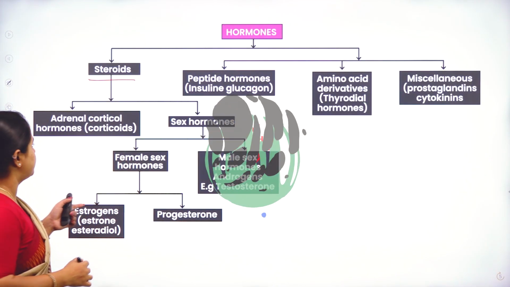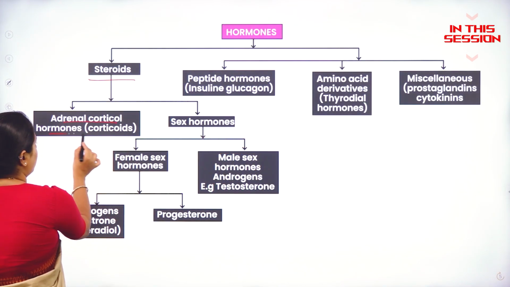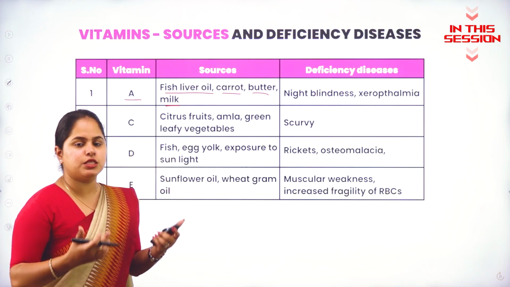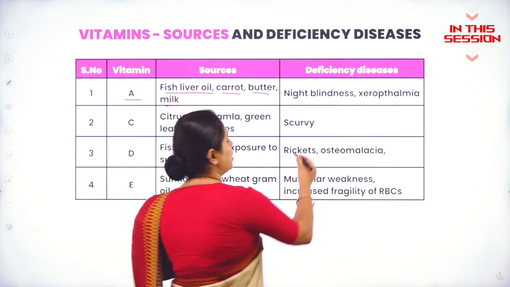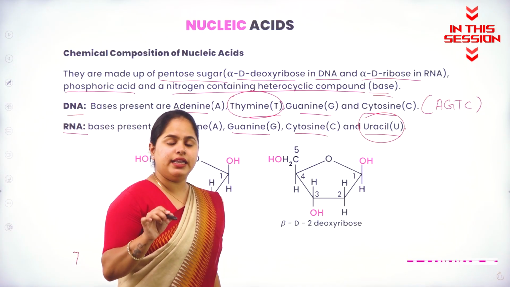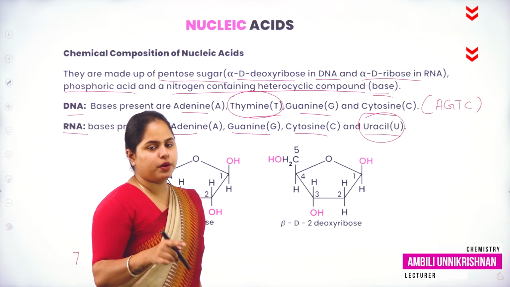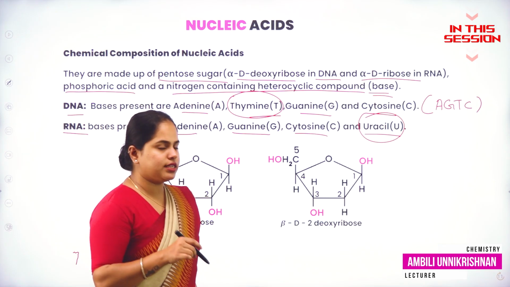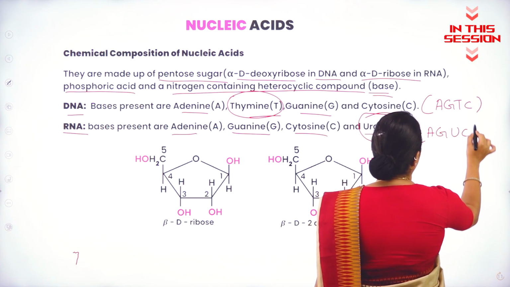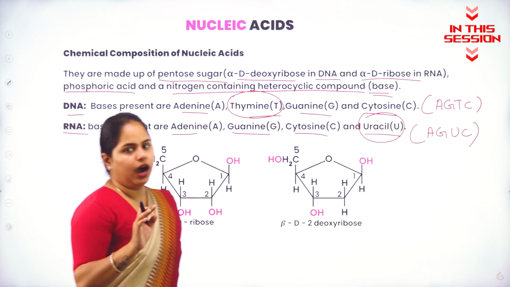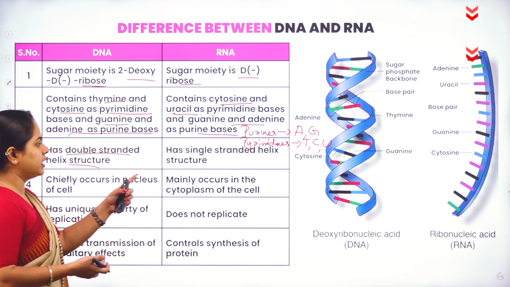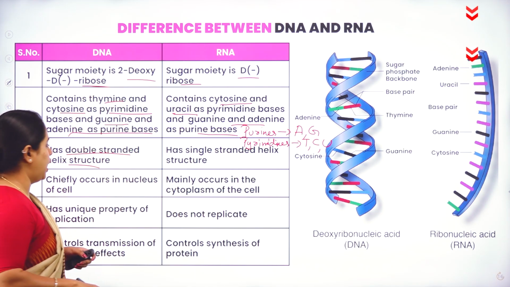Steroids are further classified into adrenal cortical hormones and sex hormones. If vitamin A is present in lesser amount, it can cause night blindness, which is called xerophthalmia. In DNA, it is thymine which is present. In RNA, it is uracil which is present. So you have adenine, guanine, uracil and cytosine in RNA. It has a double helical structure in DNA and a single stranded helical structure in RNA.